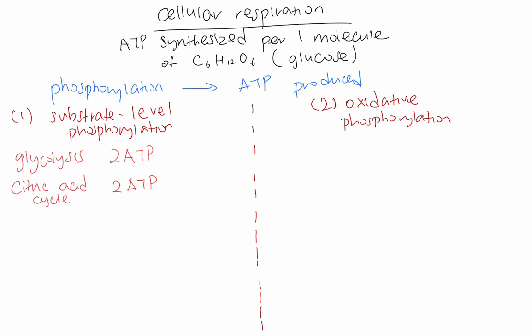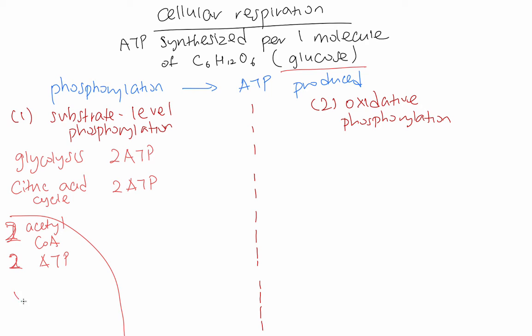Now, some people may say, hey, I thought that in the citric acid cycle, we make 1 ATP. Well, to be exact, it's 1 molecule of acetyl coenzyme A that makes 1 ATP. But you'll remember that for 1 molecule of glucose, we actually make 2 acetyl coenzyme A. So that means that we should be making 2 ATP in total.